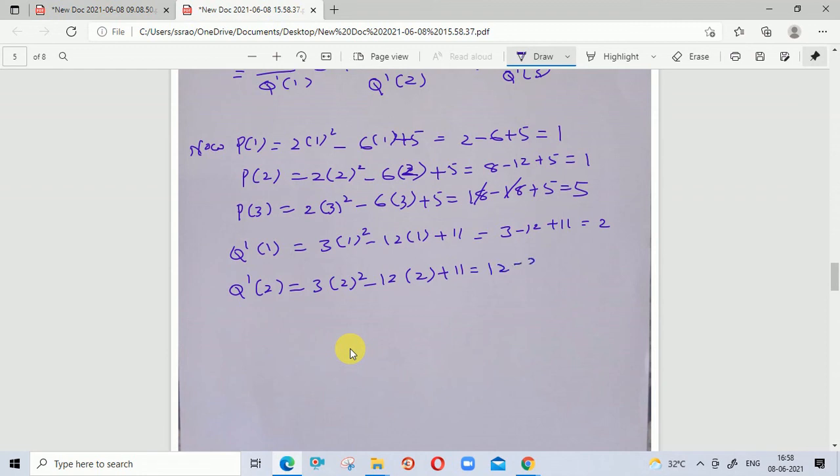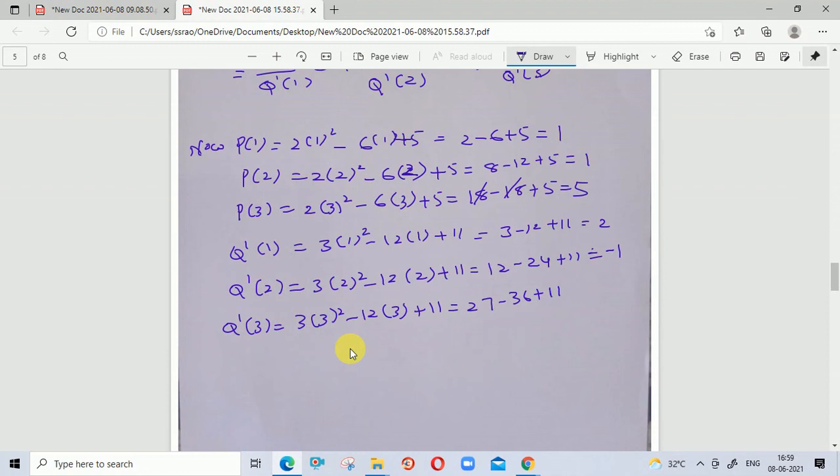Next, Q dash of 3 is equal to 3 into 3 square minus 12 into 3 plus 11. 27 minus 36 plus 11. Here 38 comes. Okay, 38 minus 36 is 2. So the values obtained here, we substitute in equation 1.